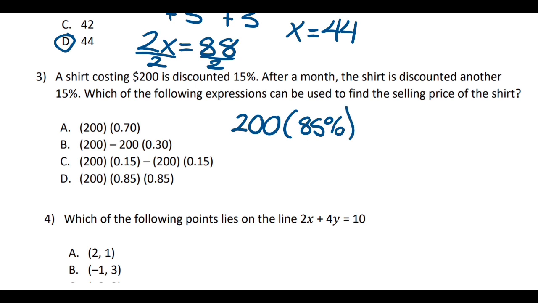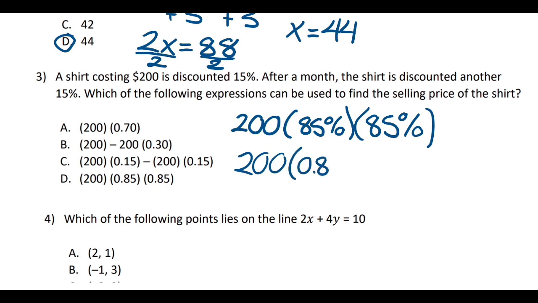100% minus 15% is 85%. And since we would apply a 15% discount 2 times, we would be multiplying by 85% 2 times. That would come out to be 200 times 0.85 times 0.85, which is answer D.